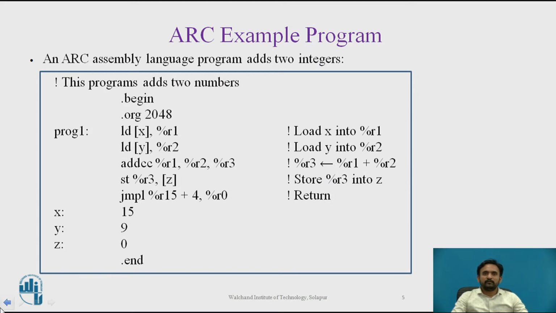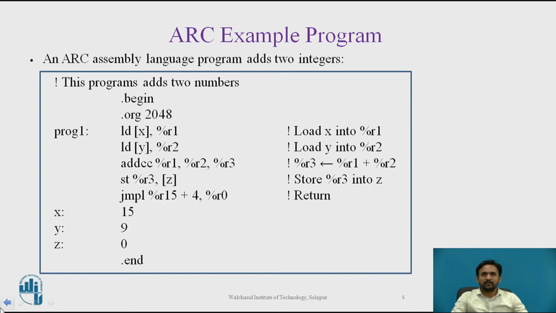So here an ARC example program is given. The process of writing an assembly language program is similar to the process of writing a high level program, except that many of the details that are abstracted away in high level programs are made explicit in assembly language programs. So in this section we take a look at two examples. One ARC assembly language program, that is, add two integers.